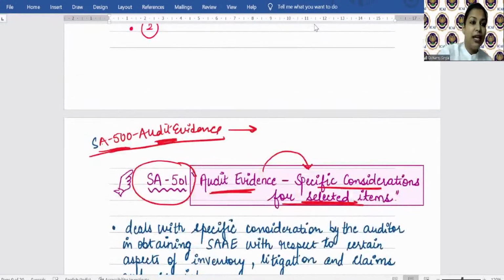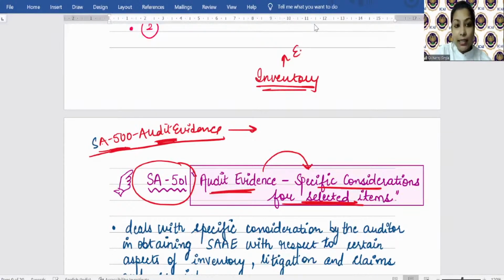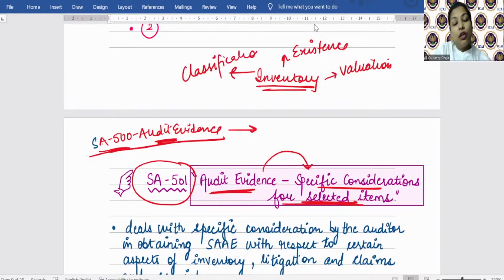अब जैसे inventory है, with respect to inventory, there can be various assertions like exist करती है या नहीं, valuation proper है या नहीं, classification proper है या नहीं, disclosure proper है या नहीं. Now this essay says that SA 500 तो क्या था?